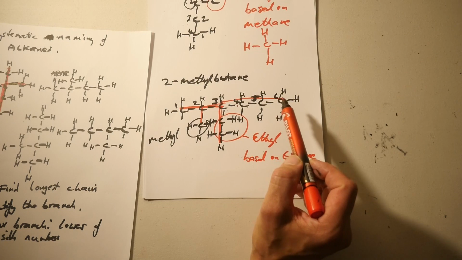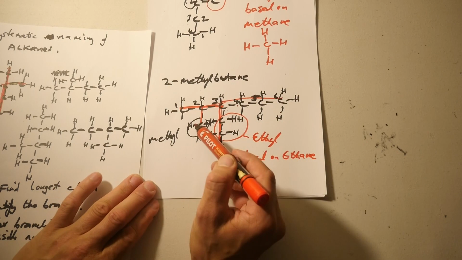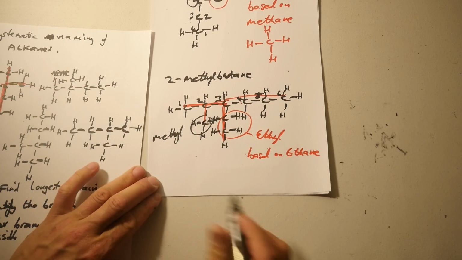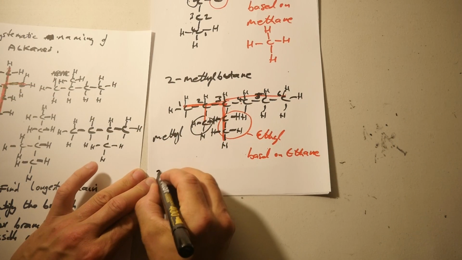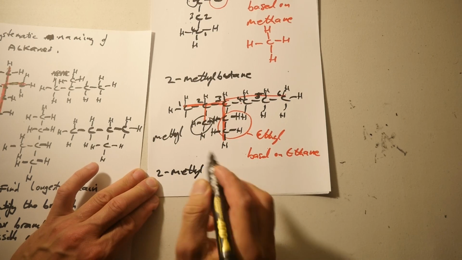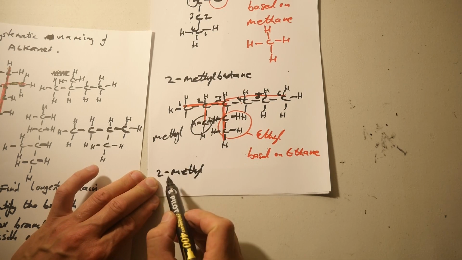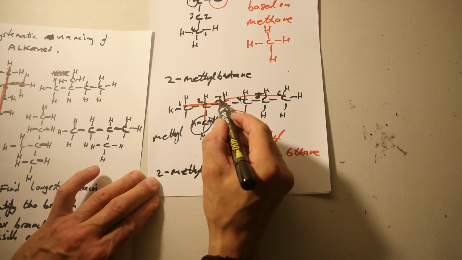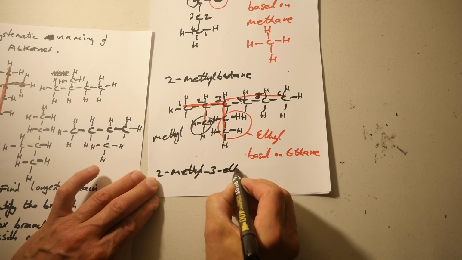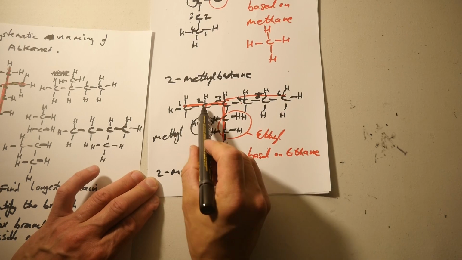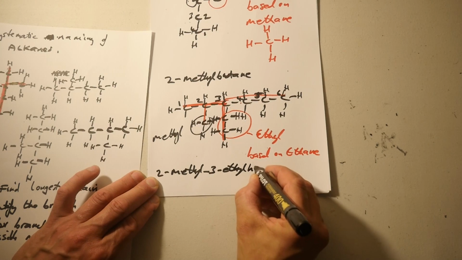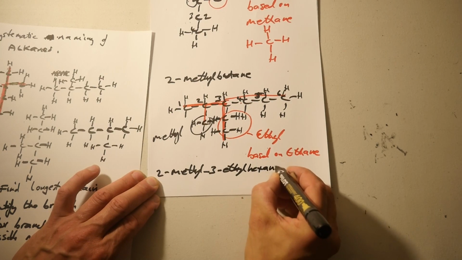So again, you have a methyl group at position 2, so write 2. So 2-methyl and then 3-ethyl. And then hexane, because it's 6 carbons. Okay?